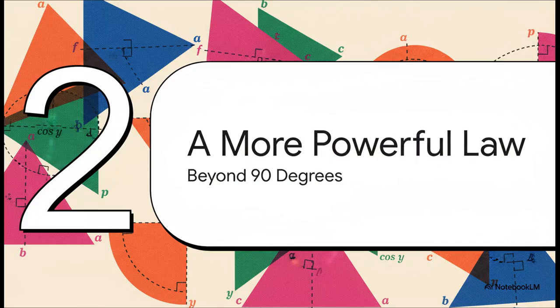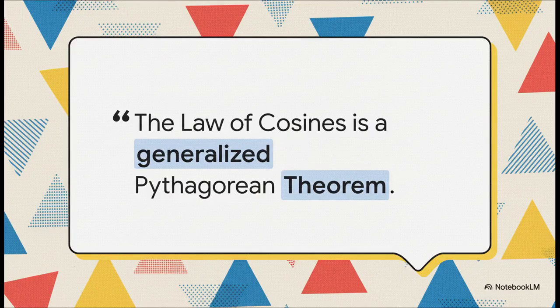Okay, so how do we break free from that 90-degree prison? Well, we need a bigger, better rule. We need a universal law that can handle any triangle we throw at it. Now, don't let a new formula intimidate you. The absolute best way to think about this new tool is right here. It's not some weird alien concept. It's basically a generalized Pythagorean theorem. Think of it like an upgrade to a formula you already know and love.